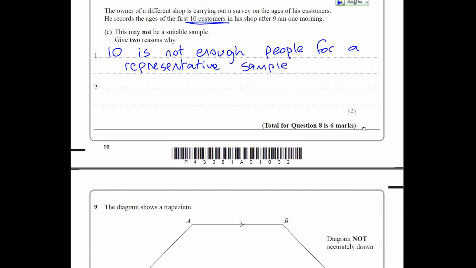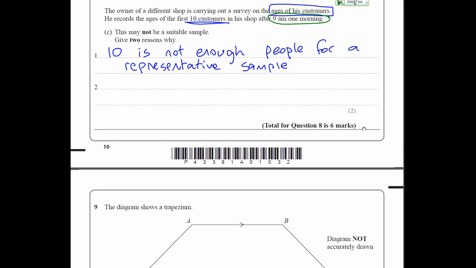Okay, let's read out what else is happening. The owner of a different shop is carrying out a survey on the ages of his customers. He records the ages of the first 10 customers in his shop after 9 AM one morning. Now, imagine a normal day for you guys, okay? What are you doing after 9 AM? Hopefully you're at school, okay? What are some of the adults that you know who are working age doing? They might be going out to work, okay?